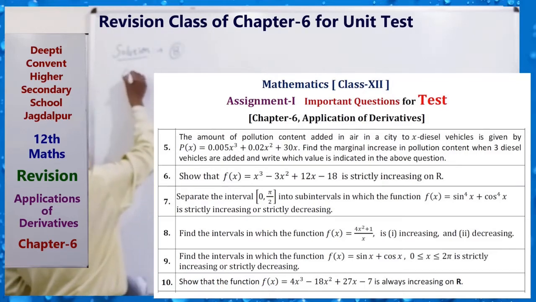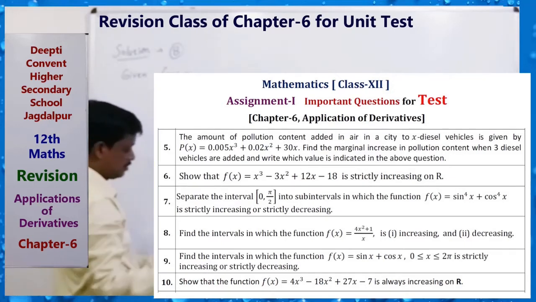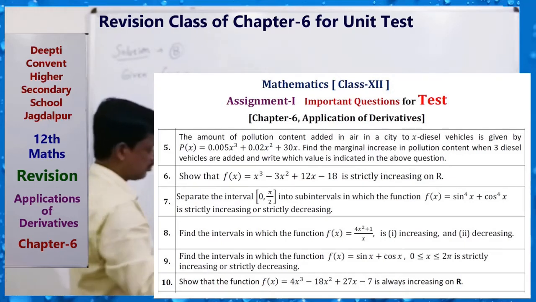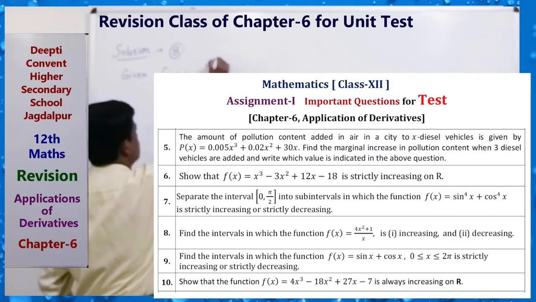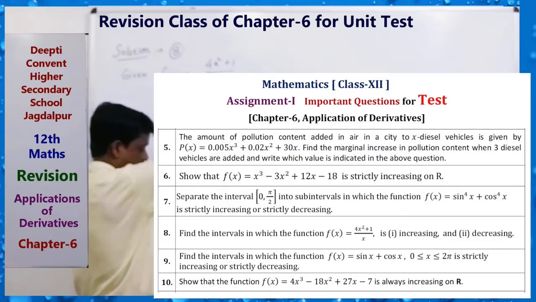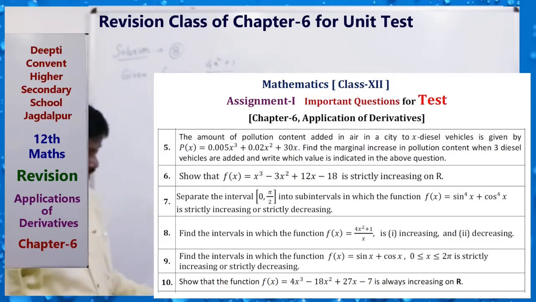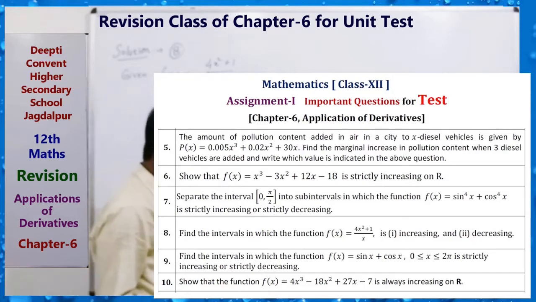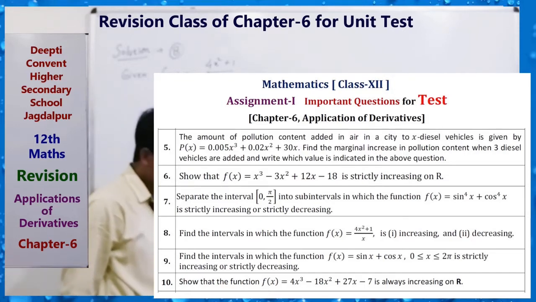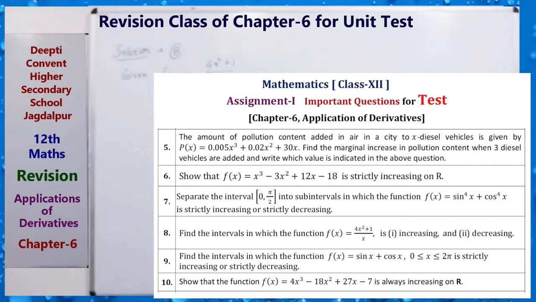Here the given function for question 8 is f(x) equals 4x square plus 1 by x. This is our function, and we have to separate the interval. Find the interval where it is increasing and decreasing. Increasing and decreasing means f'(x) greater than or equal to 0, or less than or equal to 0.